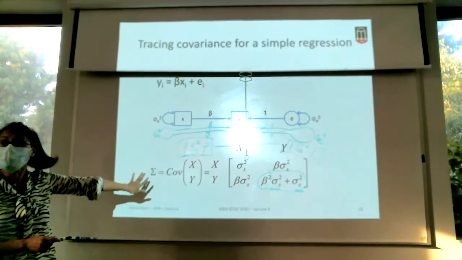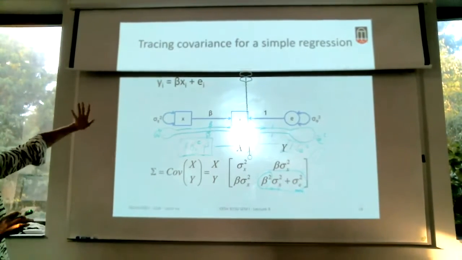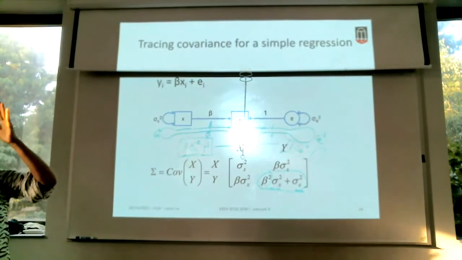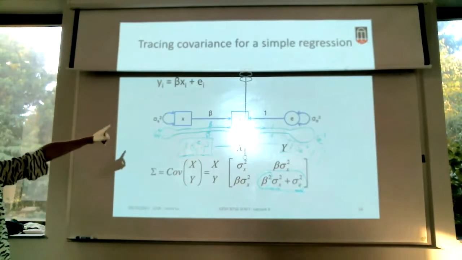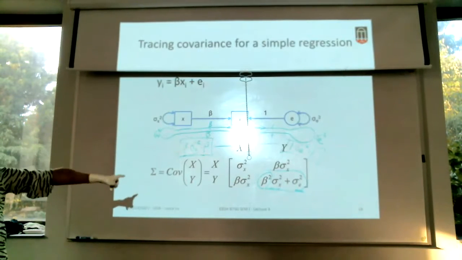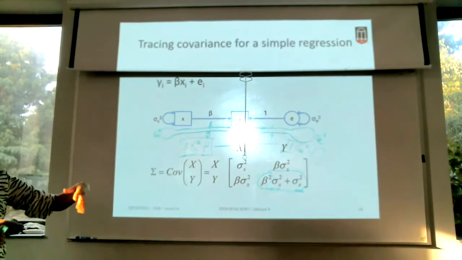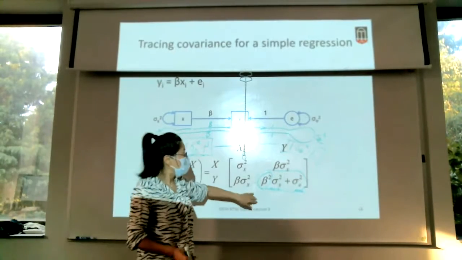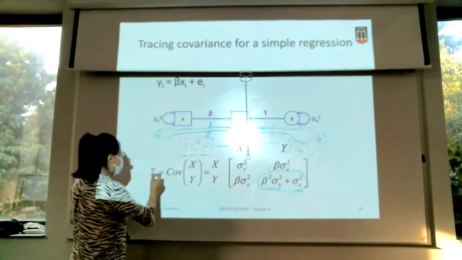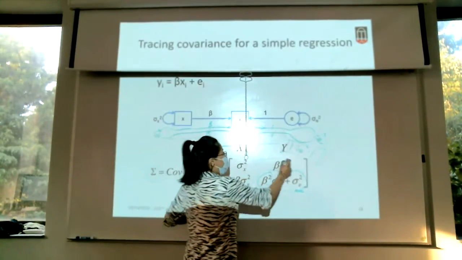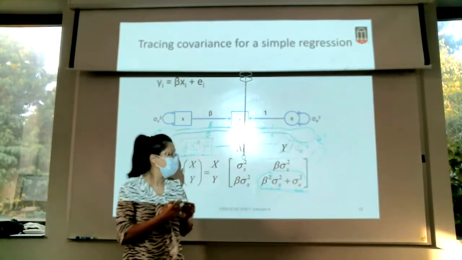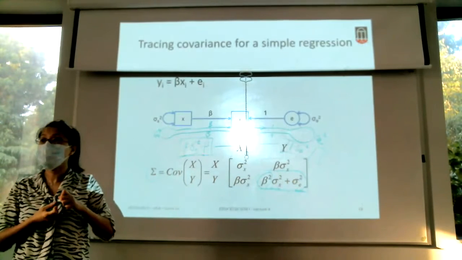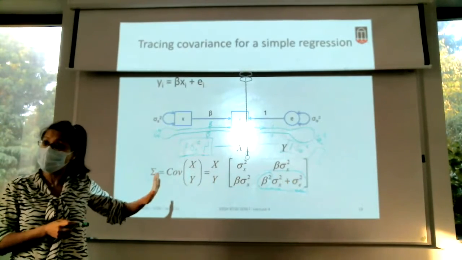So by using this method, I didn't use the equation. I didn't think about this beta times X plus E. I just looked at the path diagram, and I figured out the capital sigma, the covariance matrix here. Clear? Good. That's really simple.